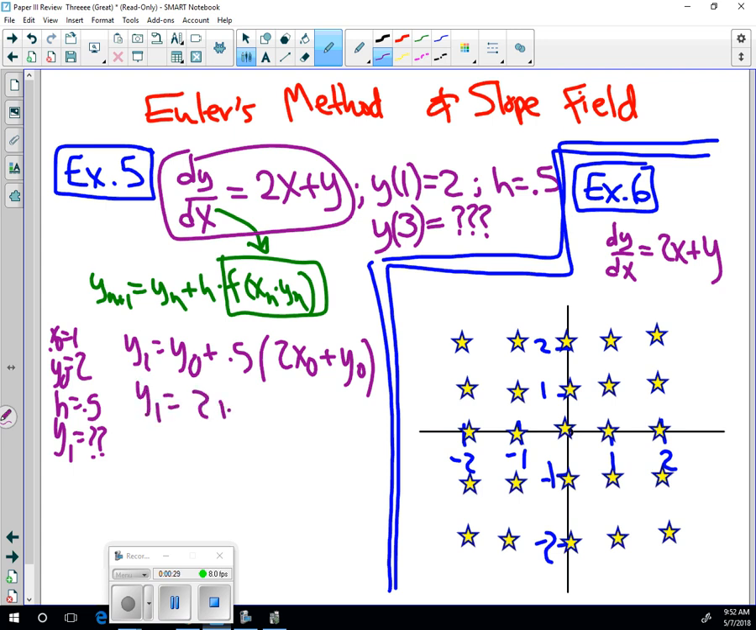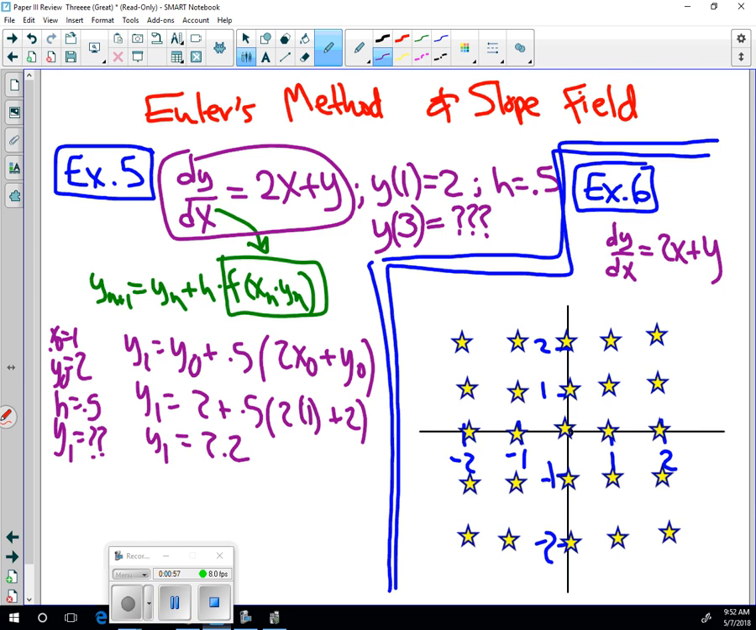y0 is 2. 0.5 times 2 times 2 plus y0. Oh, I did that wrong. 2 times 1, right? x0 is 1 and y0 is 2. So 2 and 2 is 4. 4 times 0.5 is 2. So this will be 2.2. Anybody disagree with that? Is that okay? All right.